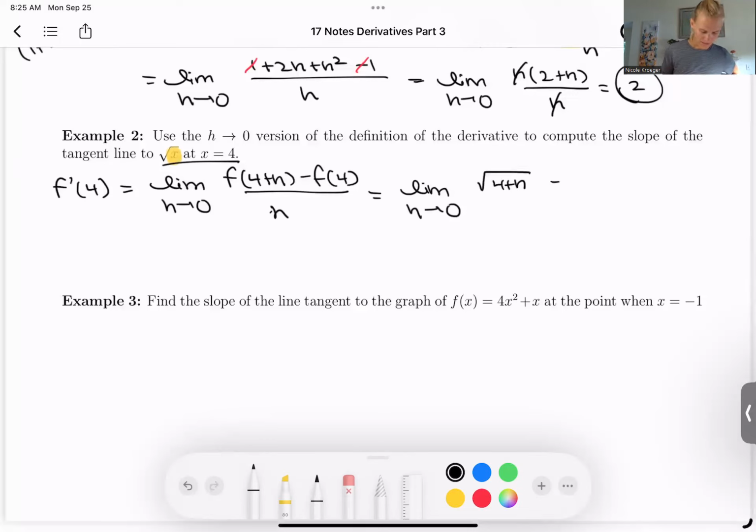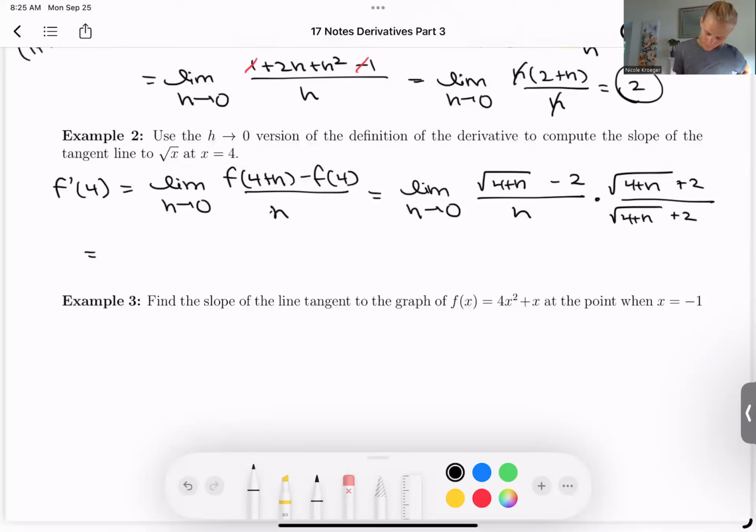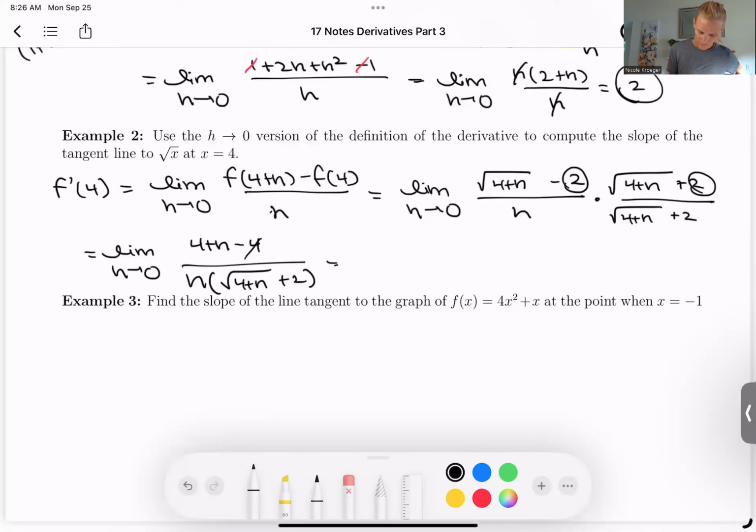When I plug 4 into square root of x, I get 2 out. It's all over h. To compute this limit, I have to multiply by the conjugate. So I'm going to multiply by root 4 plus h plus 2 over root 4 plus h plus 2. So I get a limit as h approaches 0. When I multiply that numerator out, I'm going to get 4 plus h. And then when I multiply these two, I get minus 4 all over h times root 4 plus h plus 2.